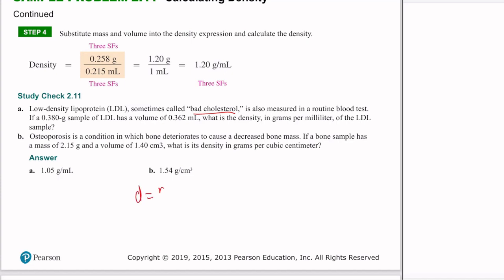Density is equal to mass over volume, and in this case, our mass is 2.15 grams, and our volume is 1.40 cubic centimeters, which is equal to milliliters. And so that gives us a density of 1.54 grams per cubic centimeter, or 1.54 grams per milliliter.